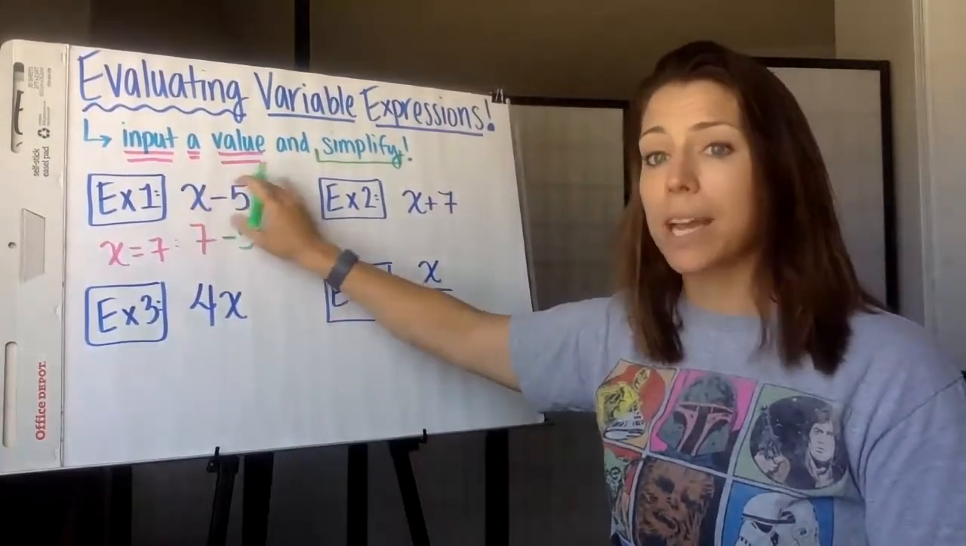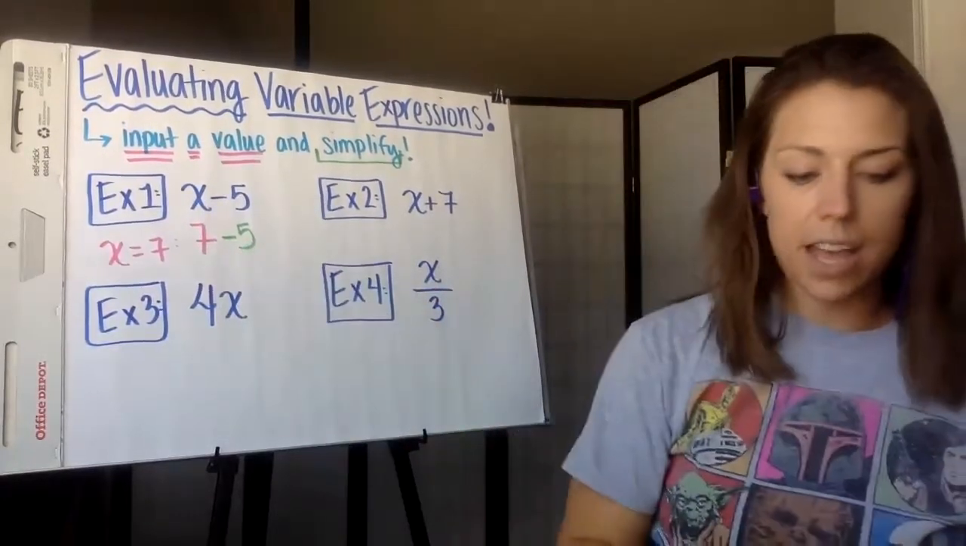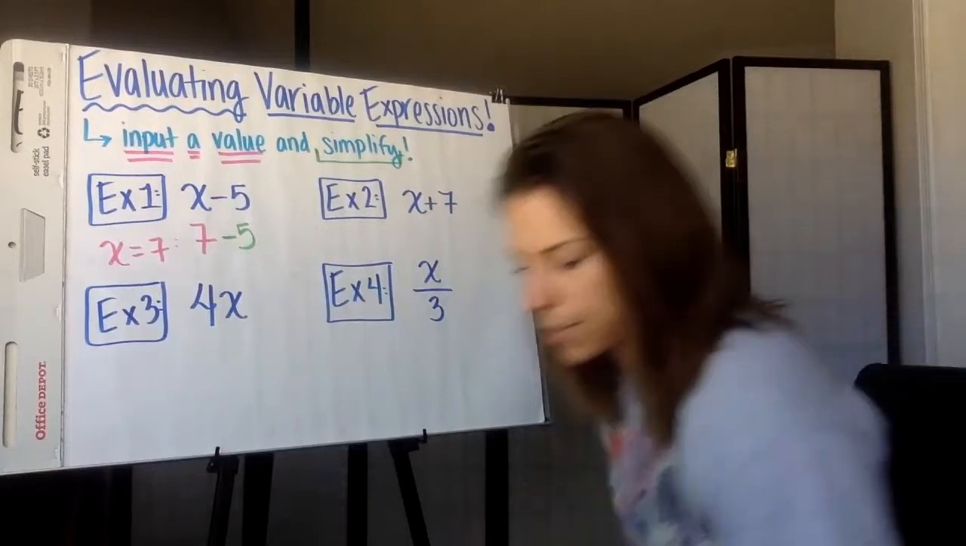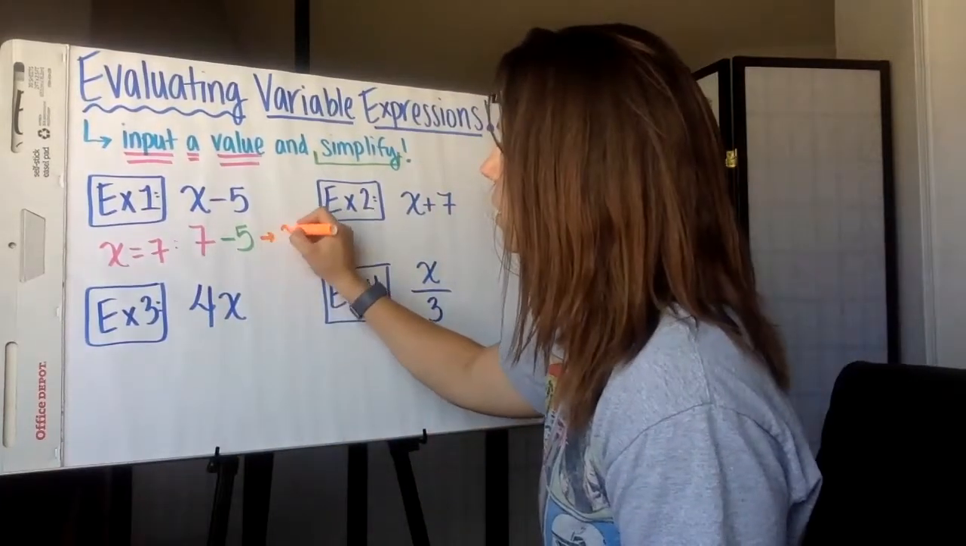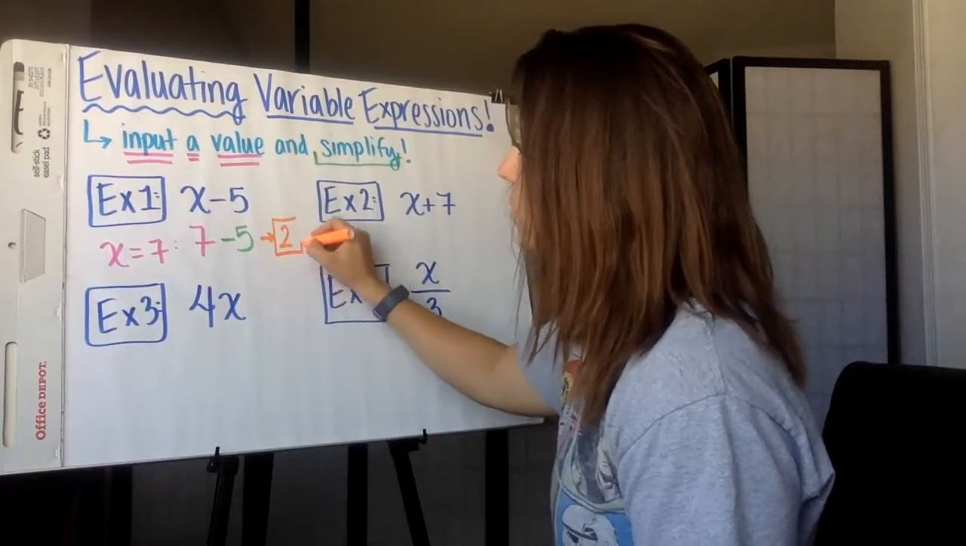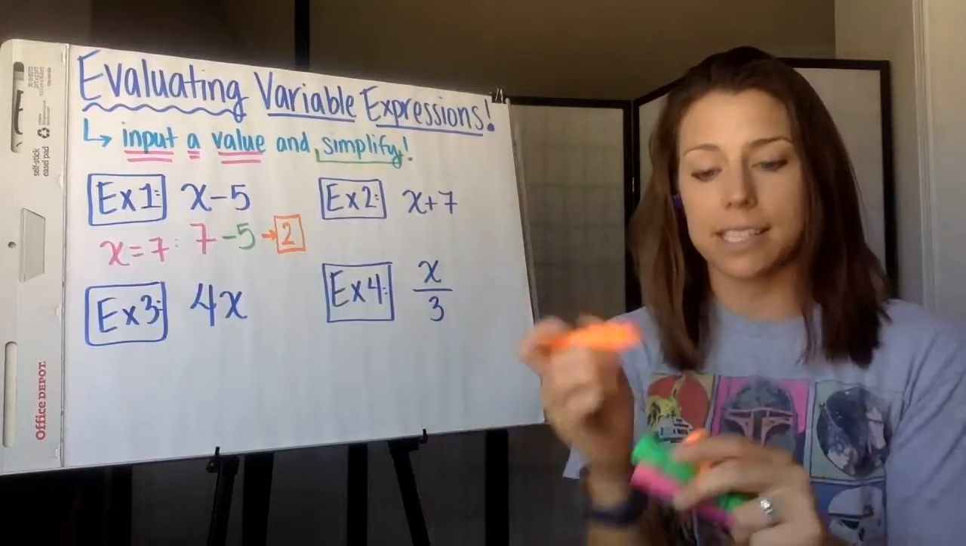So now instead of x minus 5, we're doing 7 minus 5. And 7 minus 5, well, let's do that math. 7 minus 5 is, I believe, 2. And we can't do anything left with 2, so we are done. We have now simplified the expression when x is 7.